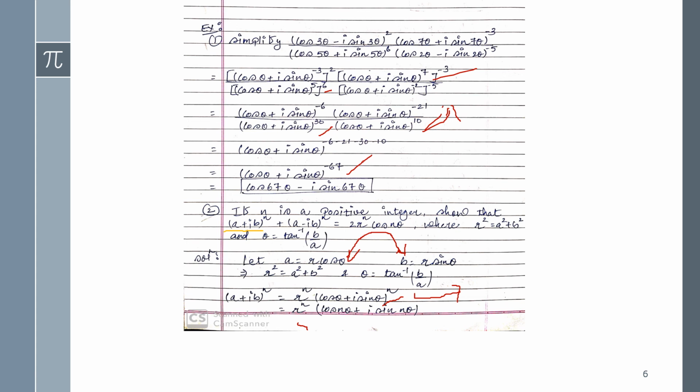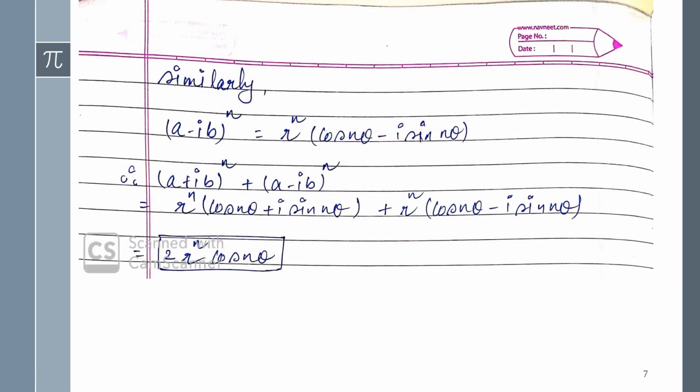Okay, and the same we will apply for the next term, that is a minus ib whole raised to the n power. Okay, so for this also we do it, so that will be r raised to n. I have written here similarly, but you have to show the method also. Okay, so this one will be r raised to n into the bracket cos n theta minus I sin n theta.